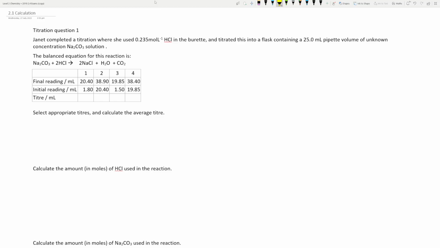All right, so let's have a look at the question. We have 0.235 moles per liter HCl, so that's in the burette, and then we're titrating into 25 mils of unknown concentration of Na2CO3. What you could do is make a note of all this. For HCl, you can note the concentration is 0.235, and then the volume is from the burette. The burette is that really long, tall instrument that we use. So this is going to be your titer.